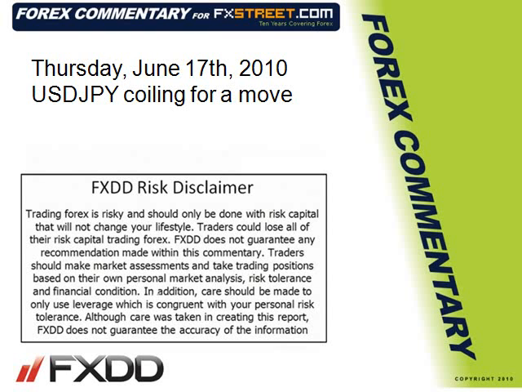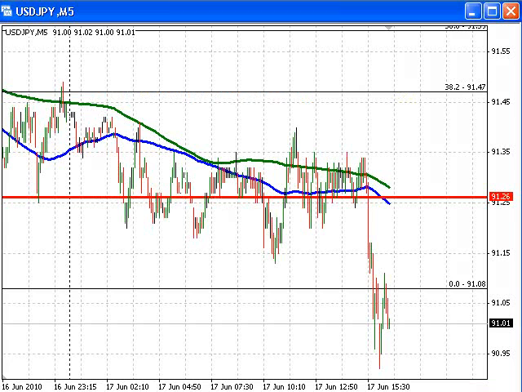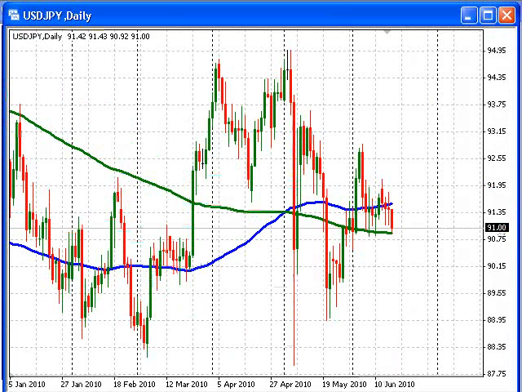I'm going to take a look at the US dollar versus yen. Is it coiling for a move? Let's see what the charts are saying. Let's go to the daily chart first.